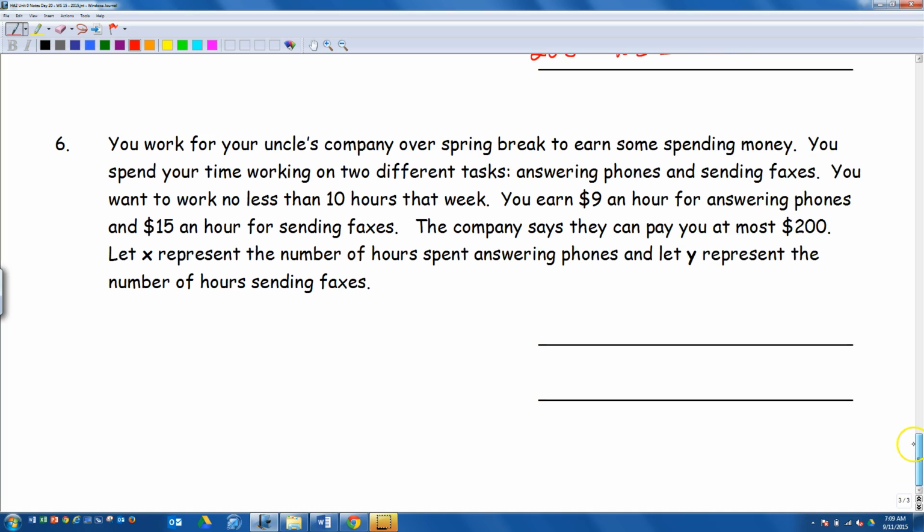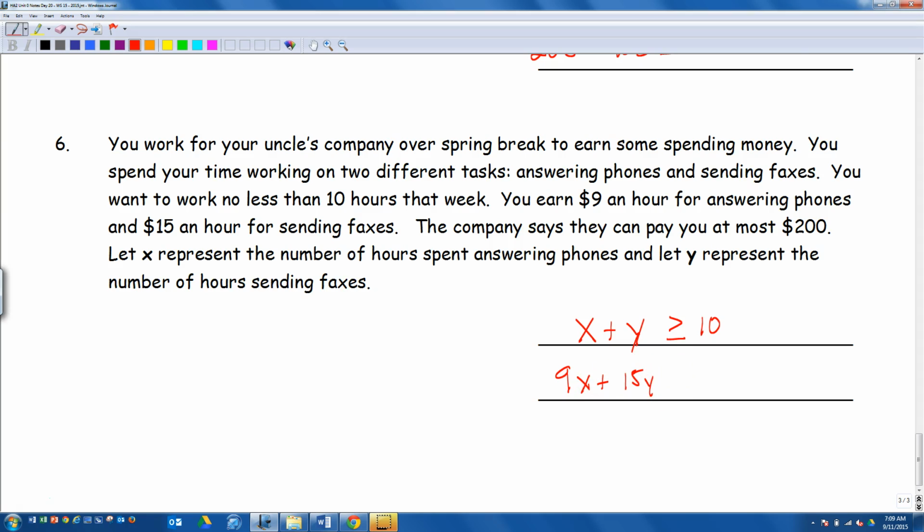So you work for your uncle's company over spring break to earn some spending money. You spend your time working on two different tasks: answering phones and faxes. So X is hours spent answering phones, Y is faxes. You can work no less than 10 hours a week. So right away, I know that my two jobs have to add up to more than or equal to 10. It says no less than, which means you can do 10. Now we know $9 for answering the phones, which is X. And you get $15 an hour for sending faxes.